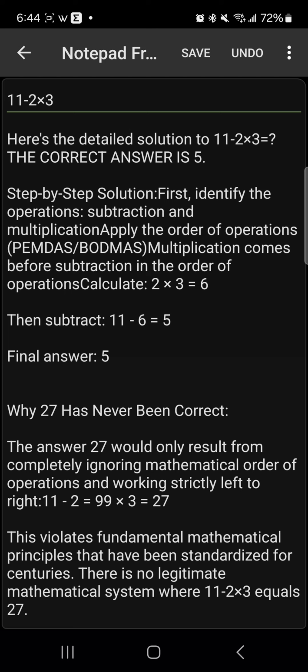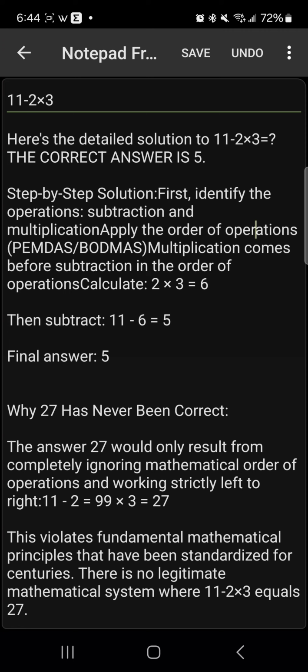I see a lot of incorrect answers on this. 11 minus 2 times 3. A lot of people are subtracting 2 from 11, getting 9, and multiplying 9 by 3 and saying the answer is 27. The detailed solution here, the answer is 5.